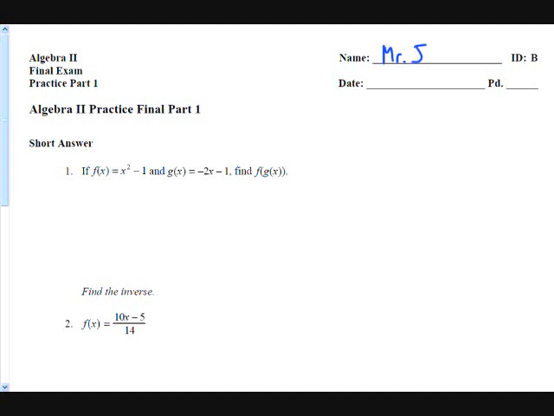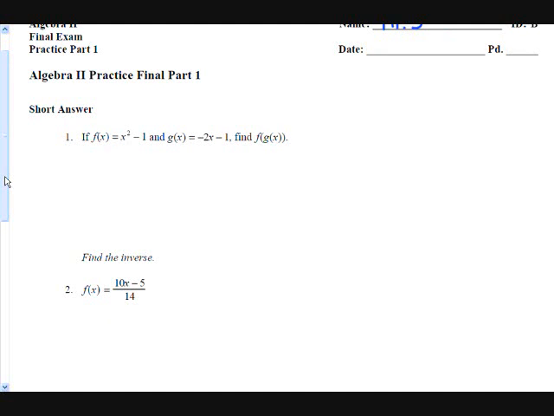If we take a look at the first example here, it says if f of x equals x squared minus 1 and g of x equals negative 2x minus 1, we want to find f of g of x, and this is what we call the composition of the function. Remember, we're doing a composition of a function. We've got a function stuffed inside of another function.